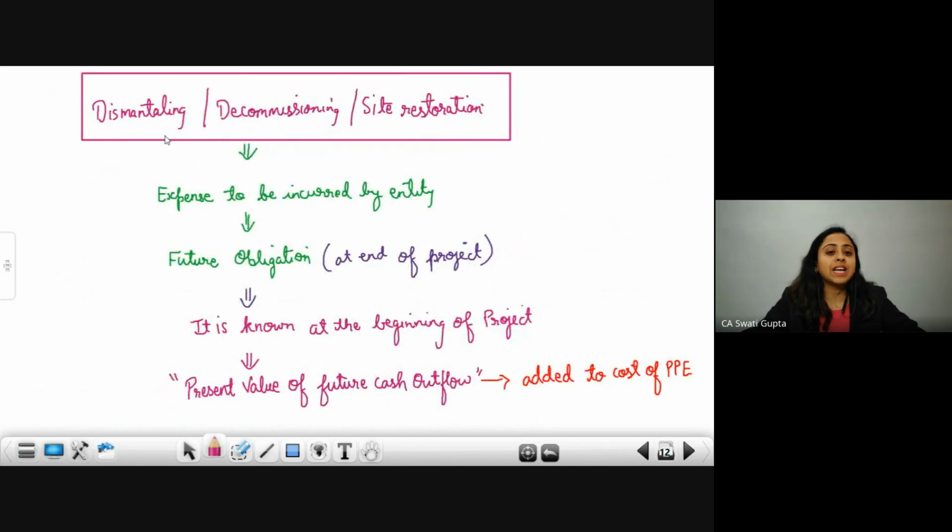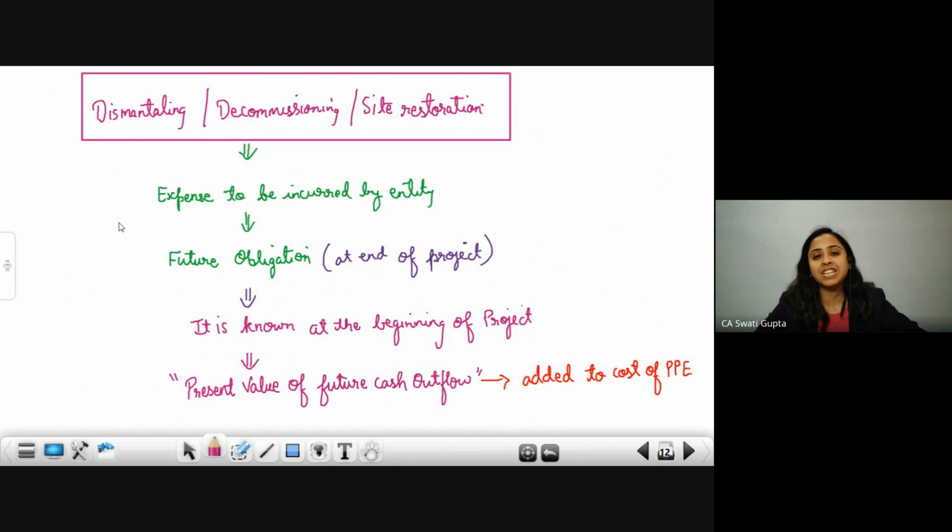This is also known as dismantling provision. Sometimes it is also known as decommissioning provision. Sometimes it is also known as site restoration. These all are one and the same thing. This all means that you need to bring that place back to the original condition. Okay. Expenses that will be incurred by the entity at a future date.